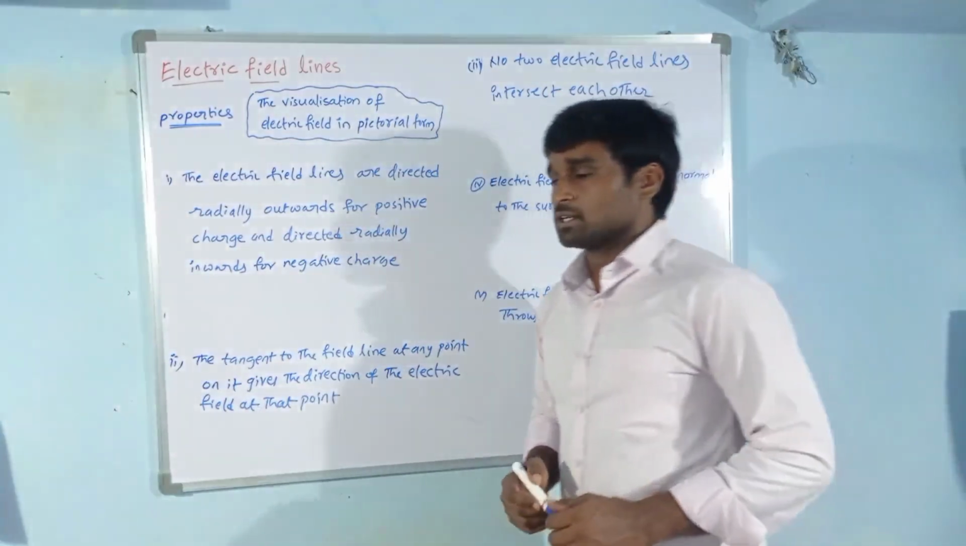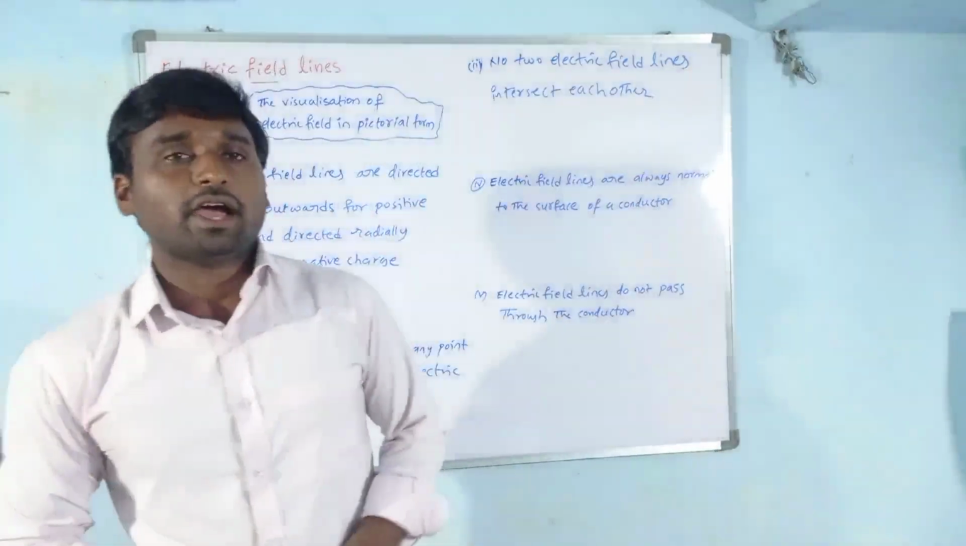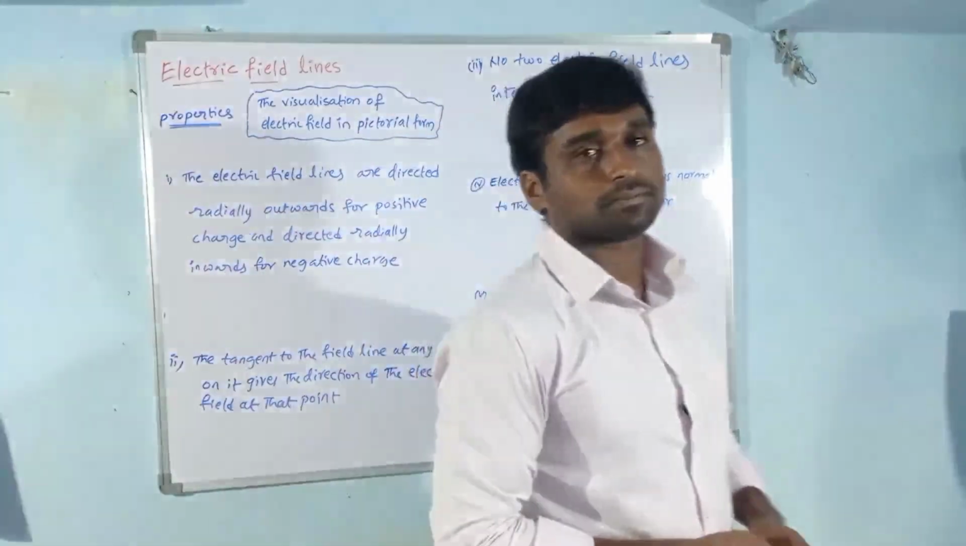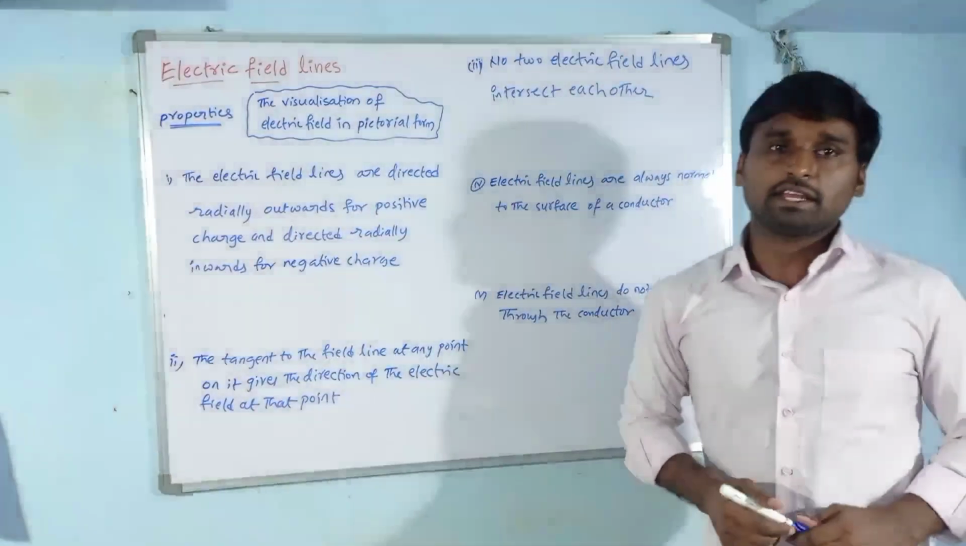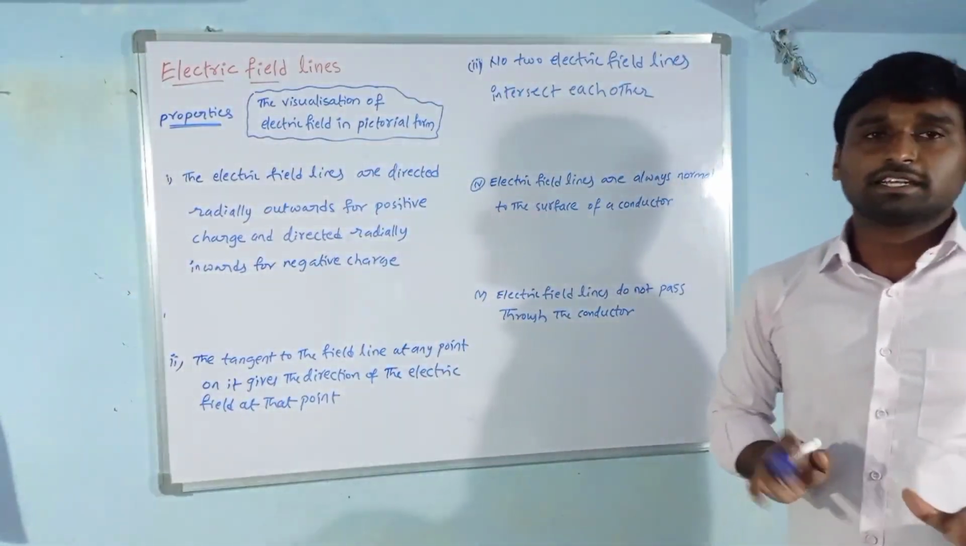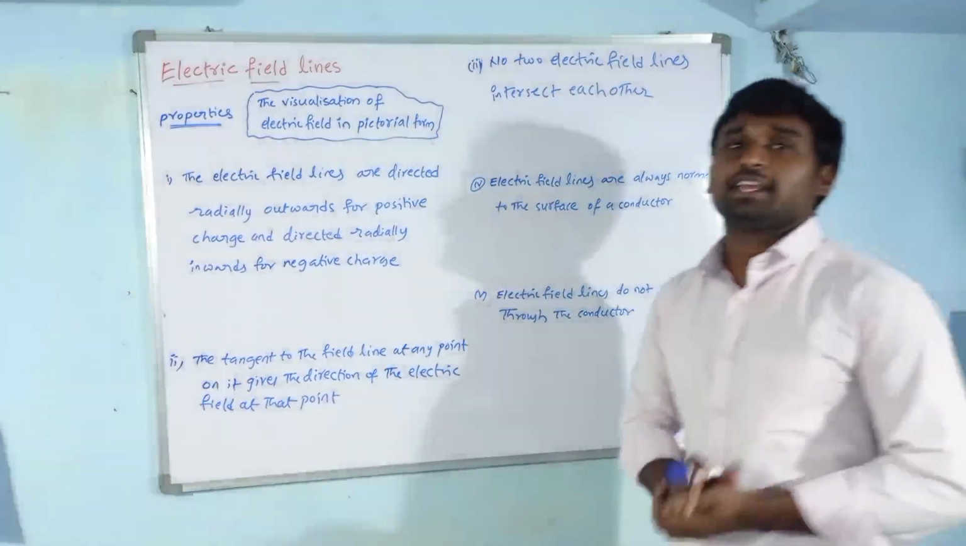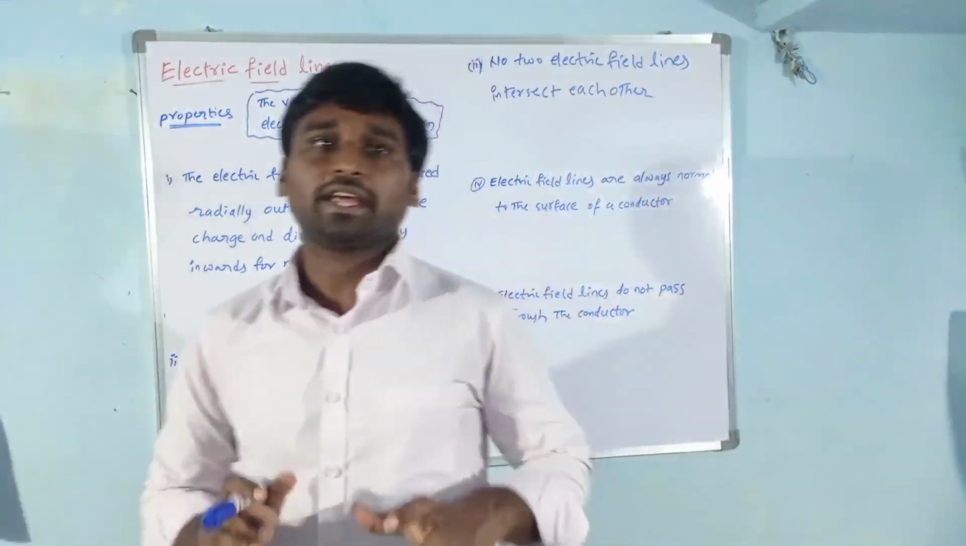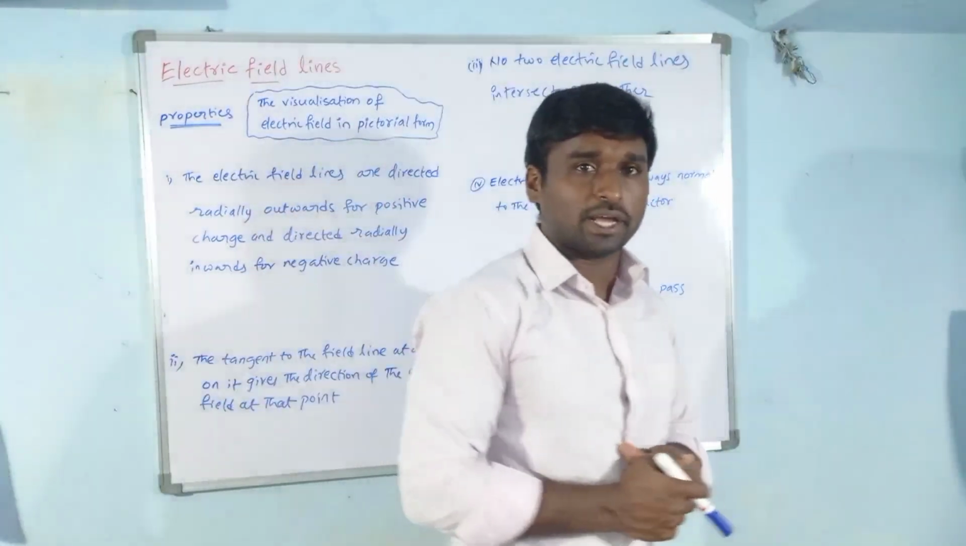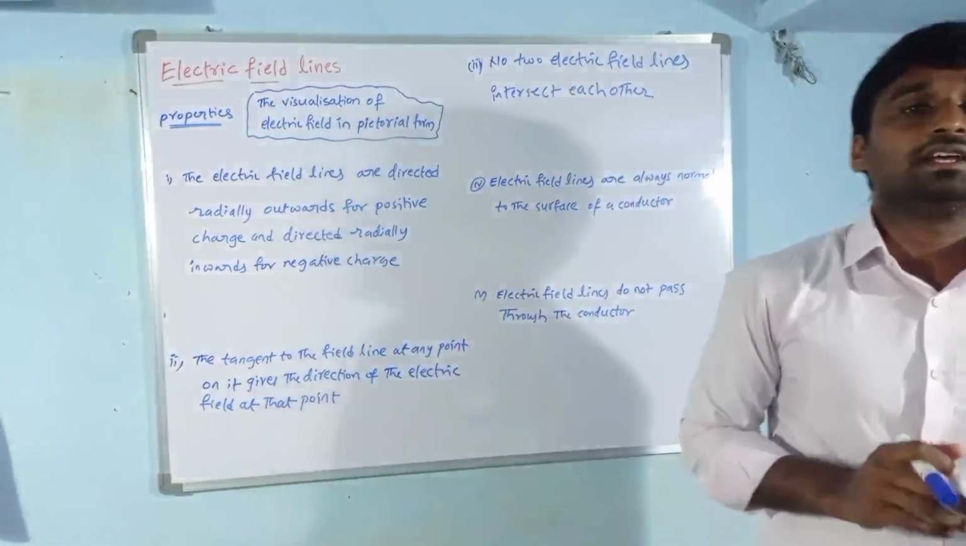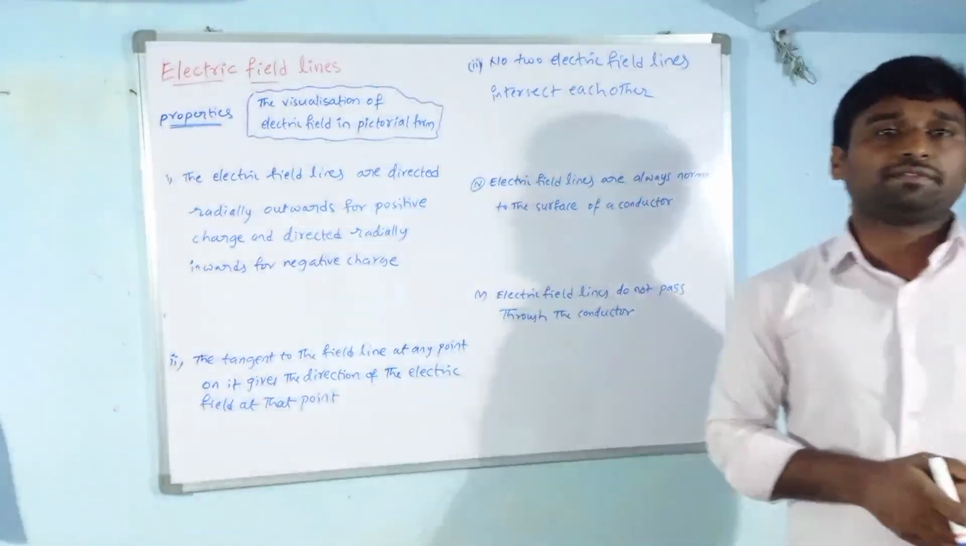Okay students, first of all I want to ask you one question. Have you ever seen an electric field, or can you see an electric field? The answer is no. That means we cannot see the electric field, but we can imagine how it looks. We can see the pictorial form of the electric field.